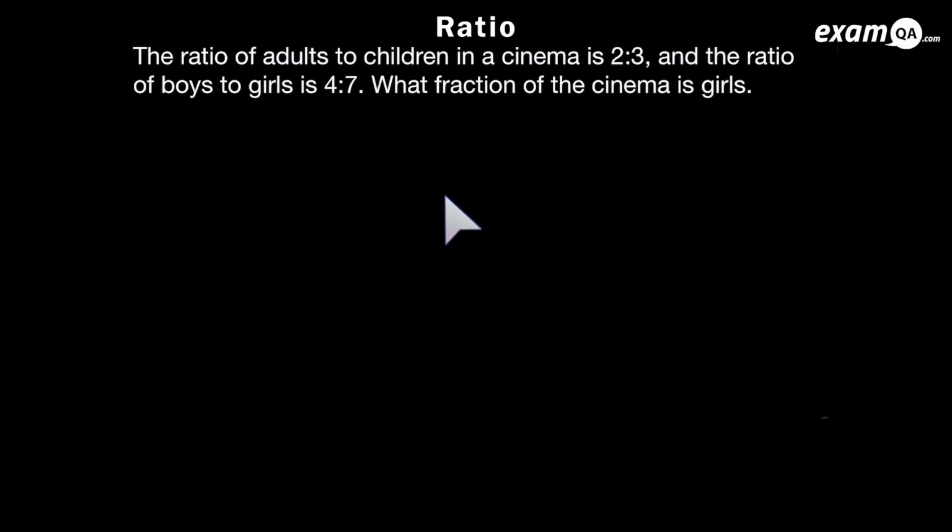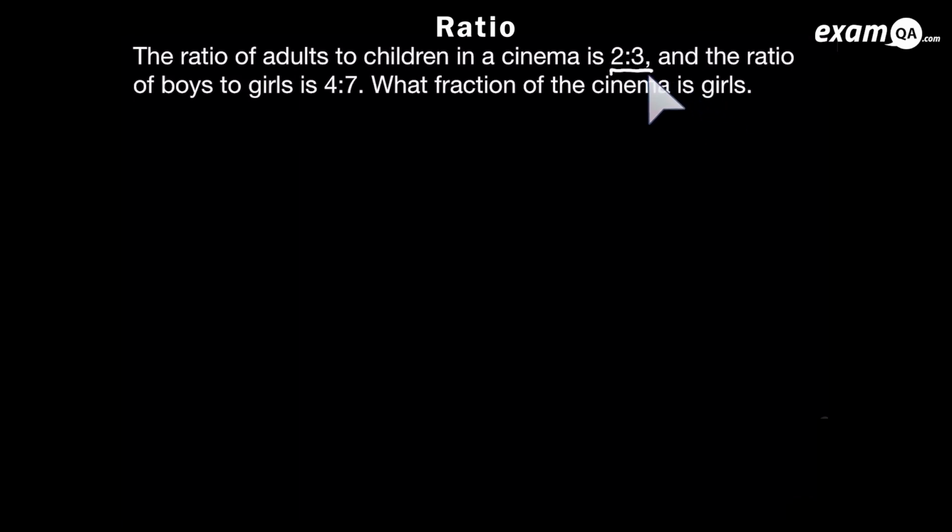Now the next question is probably one of the trickiest ones. We're told that adults to children in a cinema are in the ratio of 2 to 3. And we're also told that boys and girls in the cinema are in the ratio of 4 to 7. We need to know what fraction of the cinema are girls. For these types, we're going to turn it all into fractions. Okay, so girls, of course, are children.